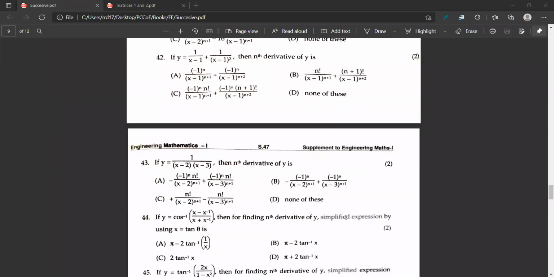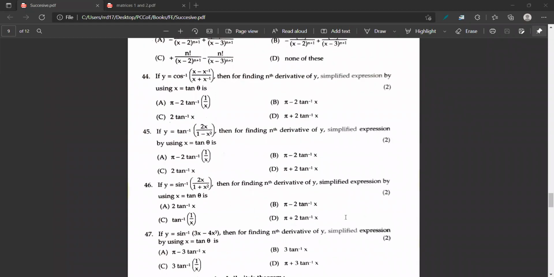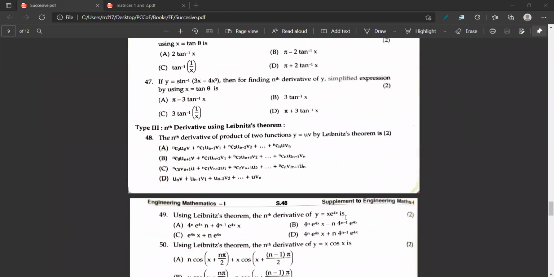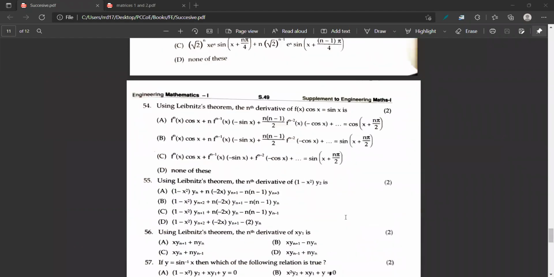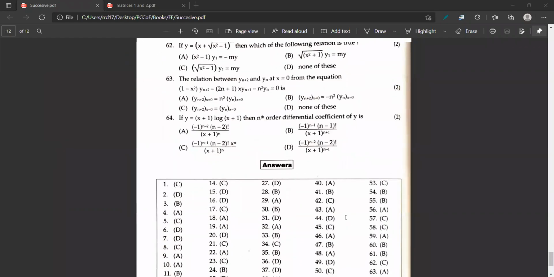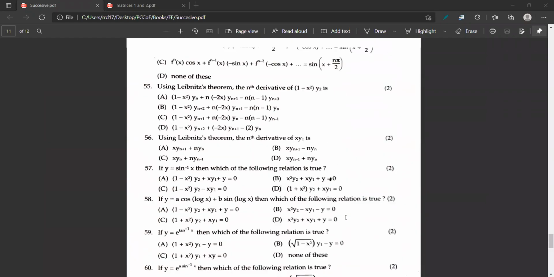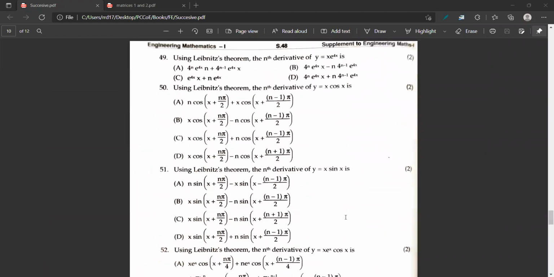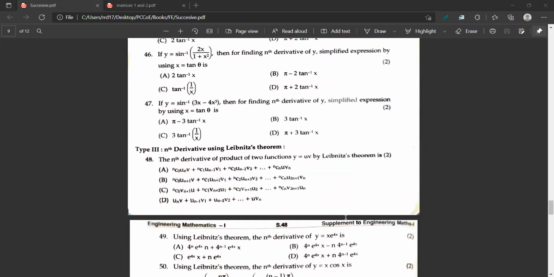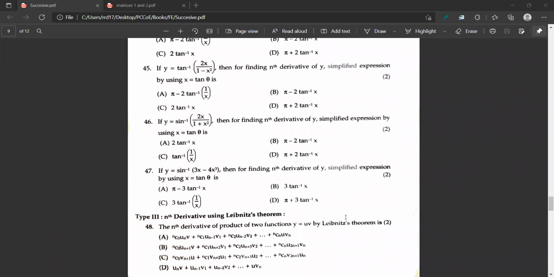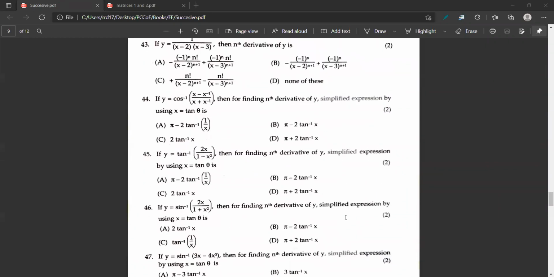Now, I have taken some examples based on substitution also. There are lots of examples given here. Actually, I wanted to explain a little bit of Leibniz theorem and all, but I don't have that much time. It's already 9. But I'll explain this quickly, okay?